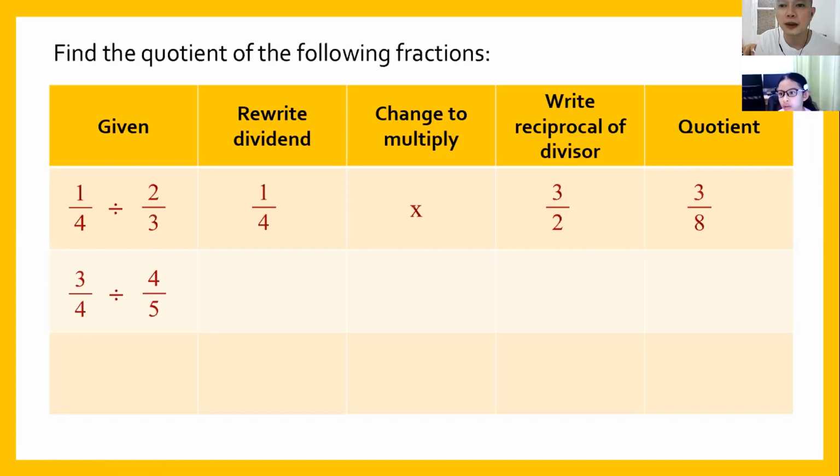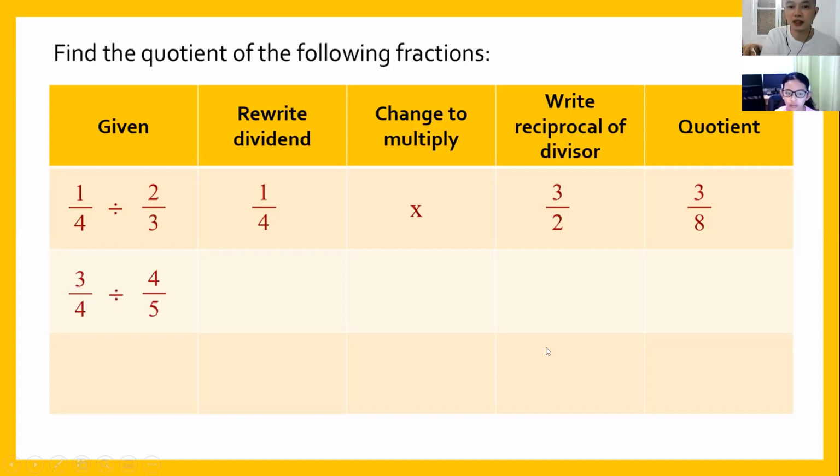What is your question? I didn't get it. Go, go, go. No problem. It became 3/8? How did it become 3/8? You mean this one, the quotient? Okay, from this one, 1 times 3 is 3, and then 4 times 2 is 8. So this is the answer, 3/8. Okay?